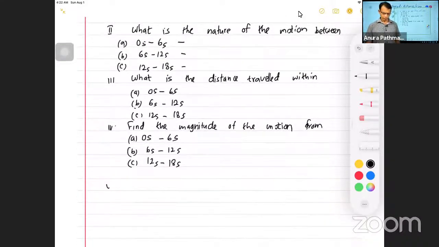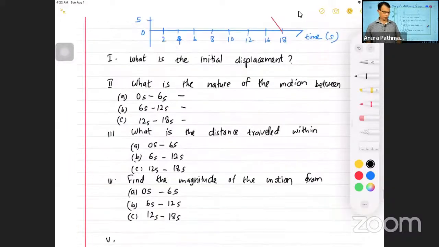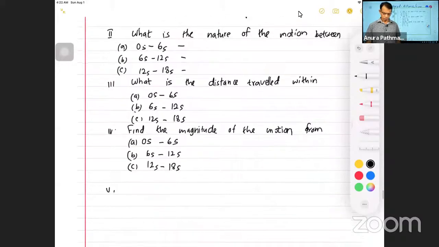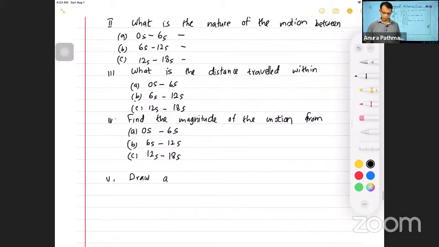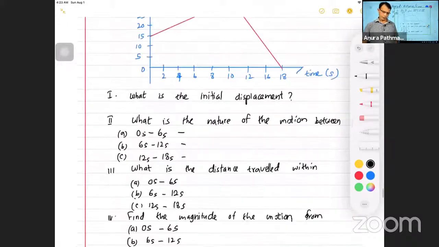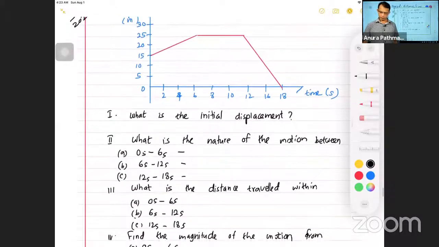And 5. Draw a velocity time graph for the motion.